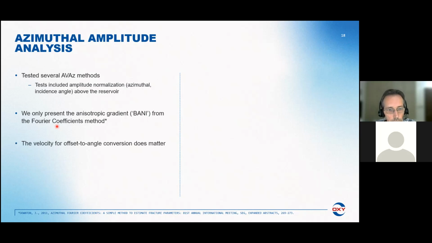As a side note, the velocity, I'm not showing it here, but the velocity that you use for offset to angle conversion does matter. It can differ up to, I think, 6 degrees or even more in incidence angles. So you should really use the appropriate velocity for each azimuth sector.